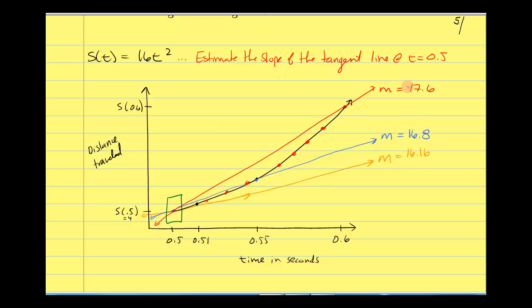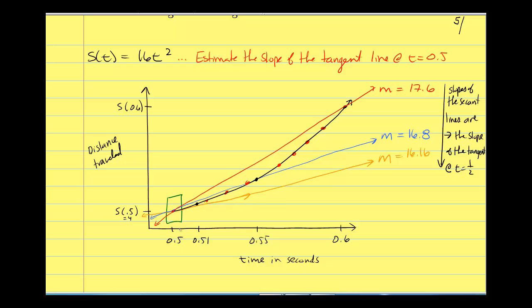And so what's happening is I'm getting closer and closer to the true slope. I think the best estimate of the slope is not 17.6, but probably closer down here to 16.16. So let's look at that trend. We can see here that the slopes of the secant lines are approaching the slope of the tangent line at t equals 1/2. From calculus, the actual tangent line slope is 16. So we're getting pretty close here. We could even go a little closer, like maybe 0.505 or 0.5005.